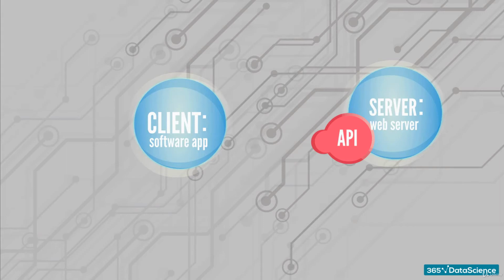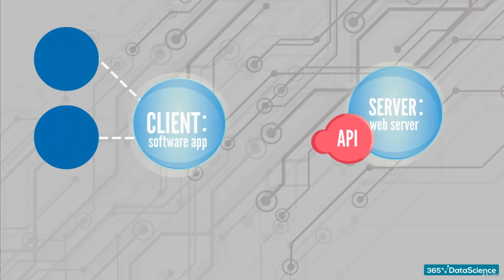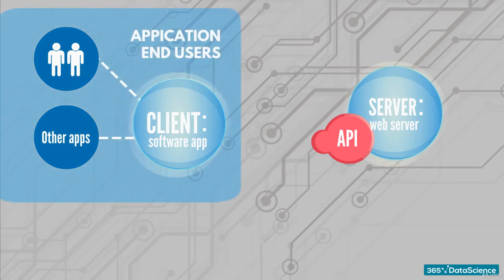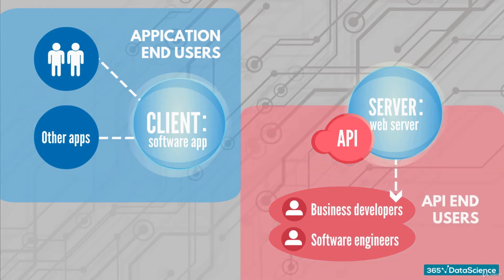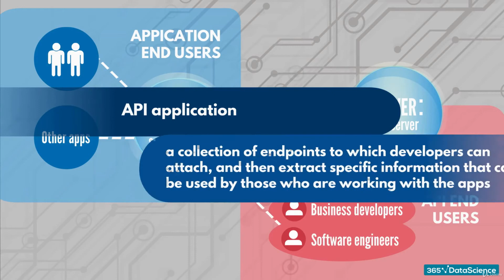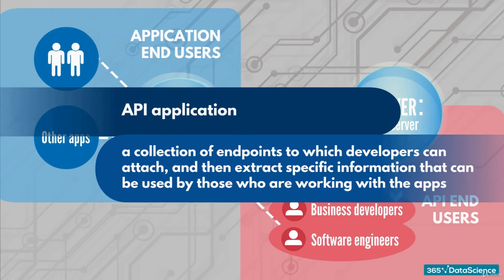Let's add more elements to this composition though. Who are those using apps? People or other software? They are their end users. Who is creating them? Business developers and software engineers. Namely, the latter are the end users of the APIs, which allow them to connect to the data servers. This means APIs are a collection of endpoints to which developers can attach and then extract specific information that can be used by those who are working with the apps.